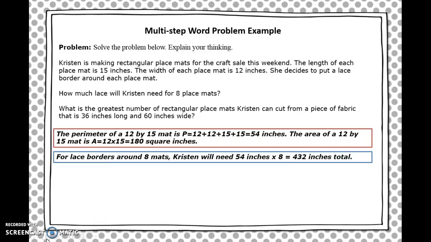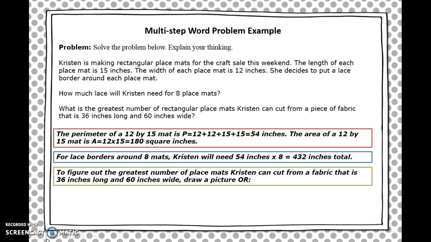The next step in my thinking is for the lace border that I'm going to use around the 8 mats. Kristen will need 54 inches times 8 for a total of 432 inches. I got that because I know that the perimeter of the mat, the total distance around the outside of the mat, is 54 inches. So I multiply that by the 8 mats I want to create and got a total of 432 inches.